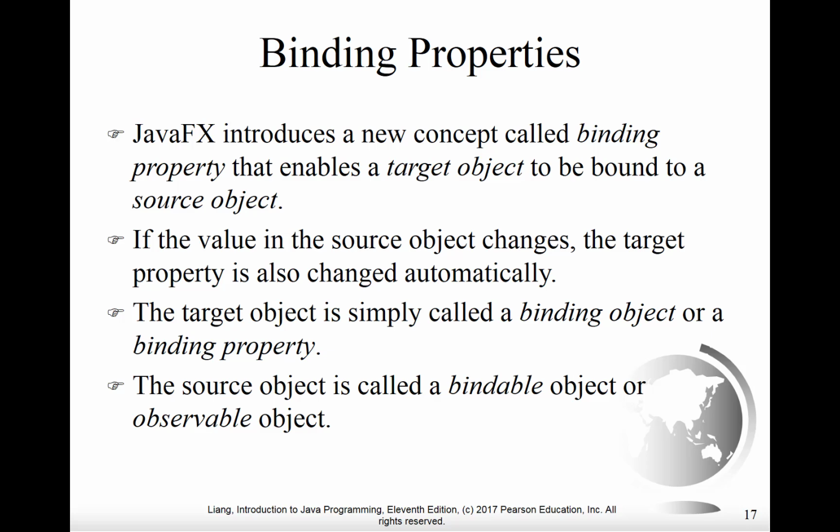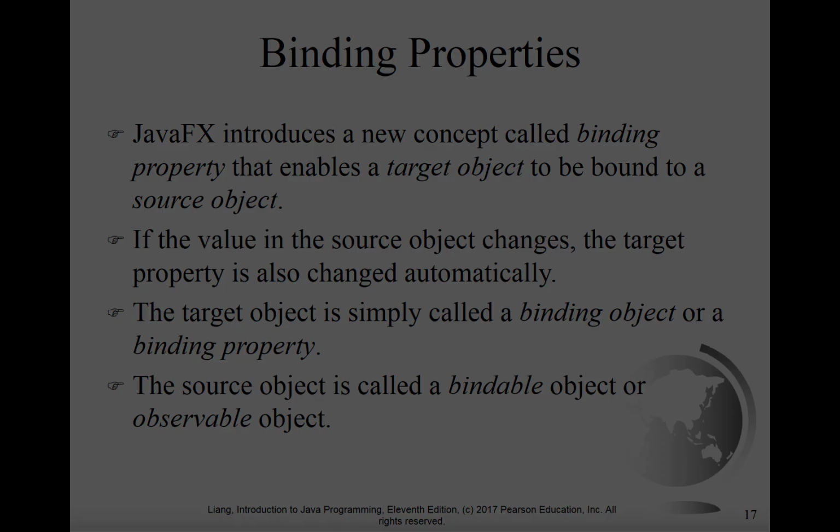By that, what we mean is if the value in the source object is modified, the target property will also change automatically, and it may not necessarily match it, but it will at least change with it in some way. We'll show an example of that to help clarify this in a moment. The target object is then called a binding object or a binding property, and the source object is then called a bindable object or an observable object.